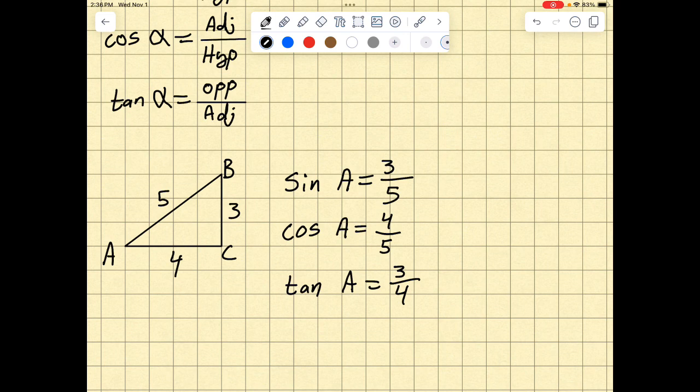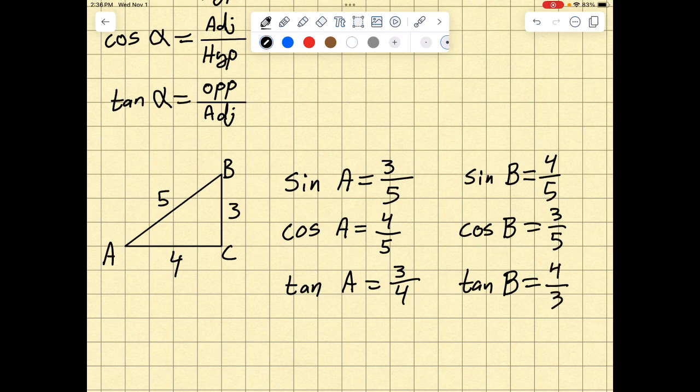We can do the same thing for B. Sine B will be the opposite, but now the opposite of B over here is 4, so we have 4 over, I'm sorry, 5. The hypotenuse stays the same. The cosine of B is going to be the adjacent, 3, over the hypotenuse, 5. And the tangent of B will be the opposite, 4, over the adjacent, 3.